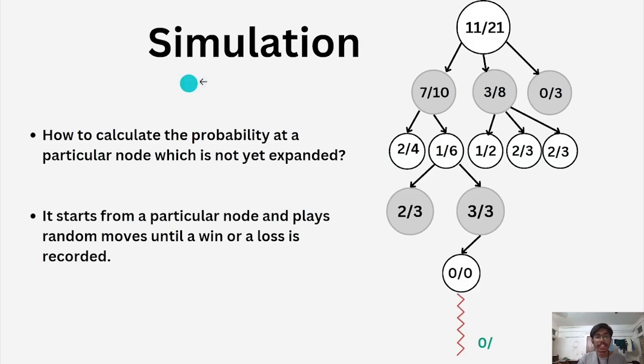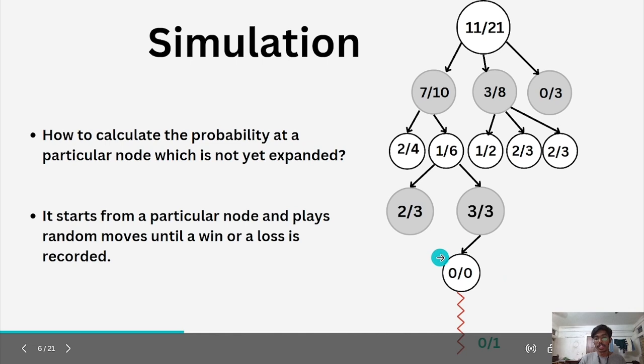So next comes the question: how do we calculate the probability of the new expanded node? Here comes simulation. What we do is we play some random moves from this node until a win or a loss is recorded, and update that record. And this is simulation.